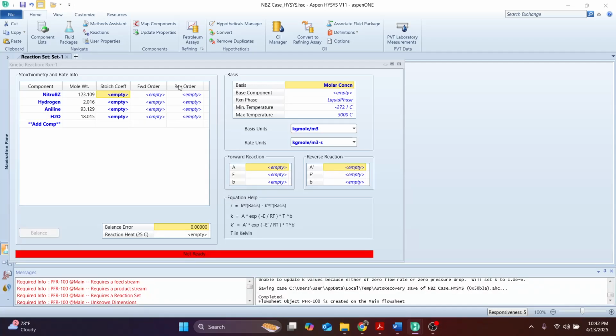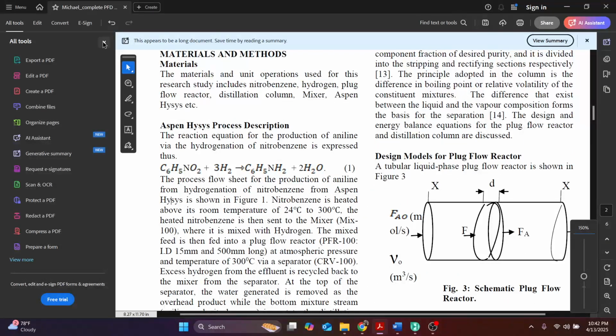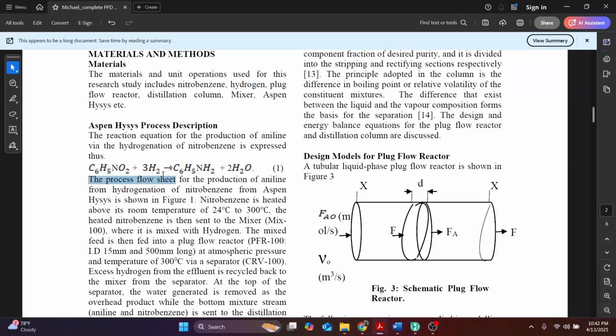Now, the stoichiometric coefficients. We know from this given reaction that we have the stoichiometric coefficient balance, which is 1, 3, 1, 2.